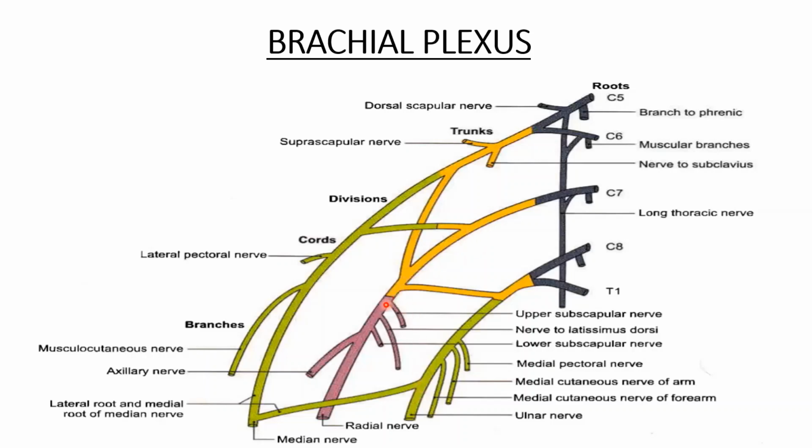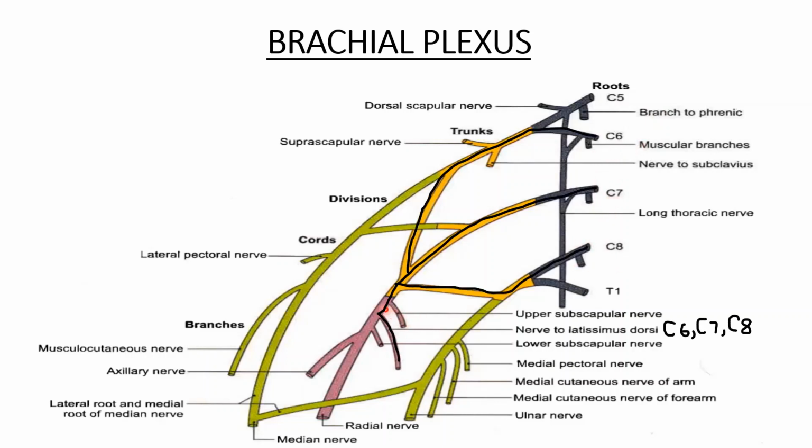Moving on to the branches of the posterior cord of the brachial plexus, you have the upper subscapular nerve, the nerve to latissimus dorsi, the lower subscapular nerve, and the axillary nerve. Now, the root values of the upper subscapular nerve, lower subscapular nerve, and axillary nerve are the same. That is, it is C5 and C6, whereas the nerve to latissimus dorsi root value is different. That is C6, C7, and C8.